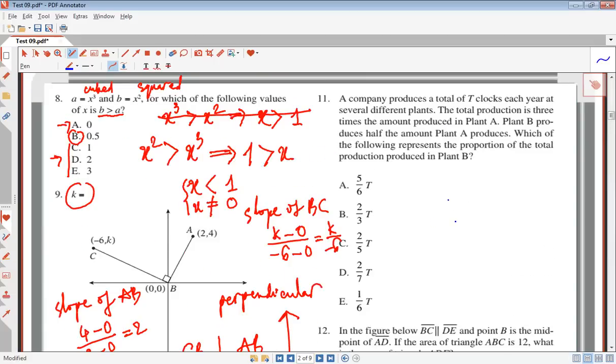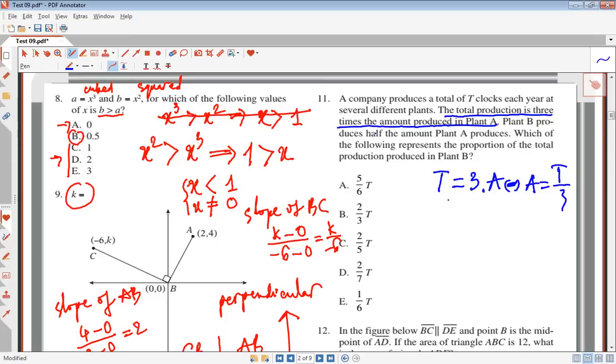Question number 11. A company produces a total of T clocks each year at several different plants. Here, the total production is 3 times the amount produced in plant A. That means T equals 3 times A, or we can write A equals T over 3.